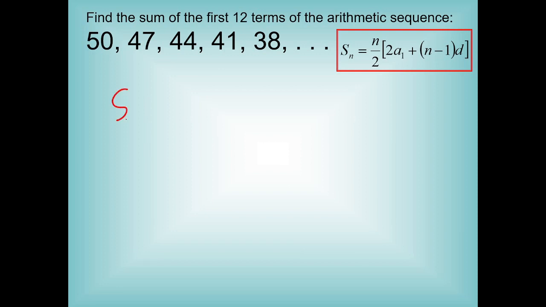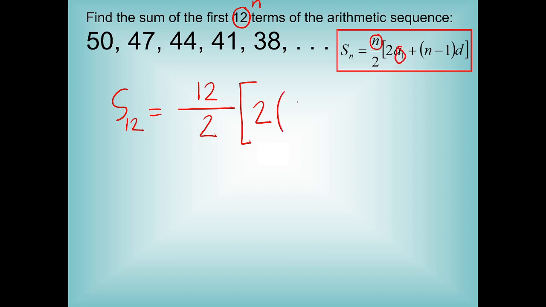We have S sub 12 because I'm looking for the first 12 terms. So, n is 12, divided by 2. Twice. Okay. Sorry, the first term is what? 50. Plus, straight to 100. That's okay if you're going to multiply them right away in your solution. n is 12 minus 1. The common difference is how much? Is it positive 3 or negative 3?